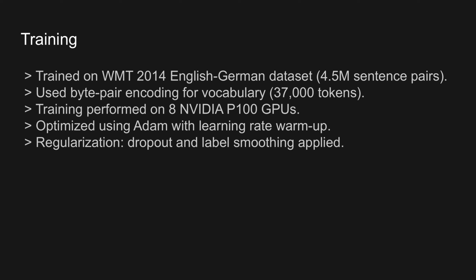The base version of the model took around 12 hours for 100,000 steps, while the bigger version took about 3.5 days for 300,000 steps. Using multiple GPUs helped speed things up significantly. And what did they use for optimizing the training? They used something called the Adam Optimizer, which is a popular method for training models like this.